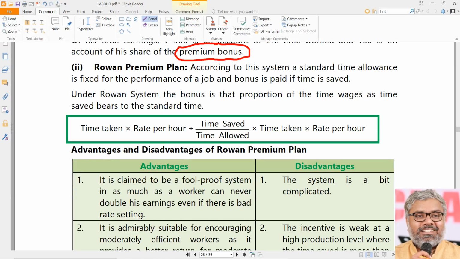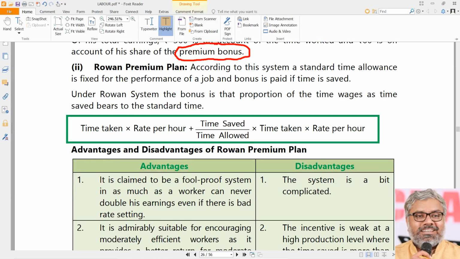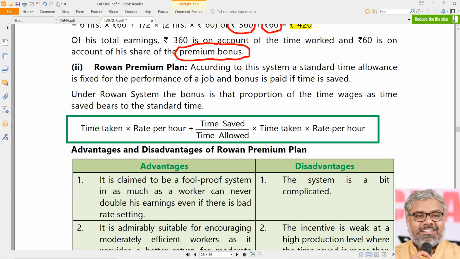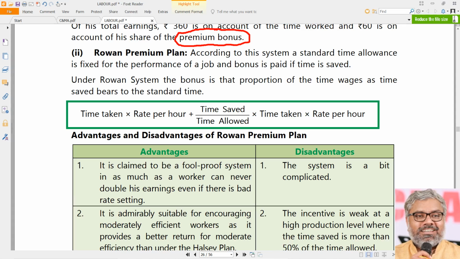Now coming to the Rowan plan. Rowan is another person. According to him, instead of 50%, what he has done is different. So here, this portion is still the same. Time taken into rate per hour. There is no difference here. It is simply the same one. So time taken into rate per hour is same.